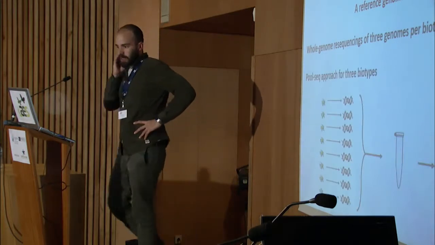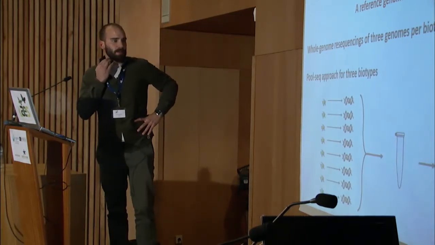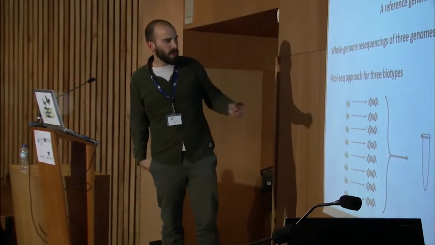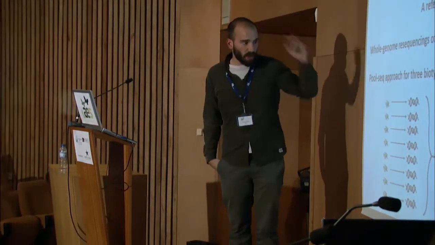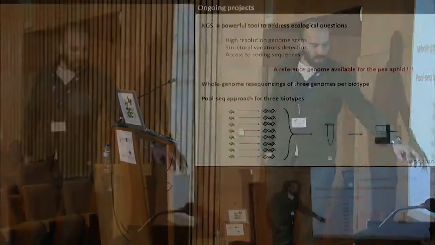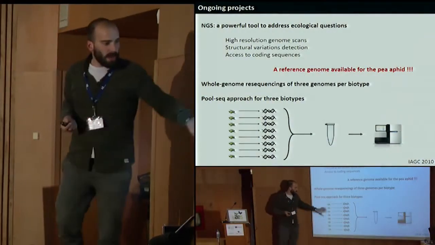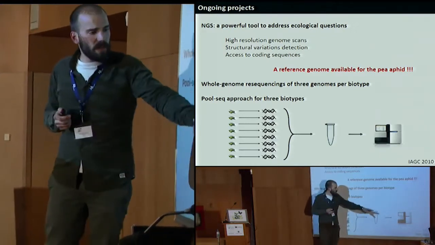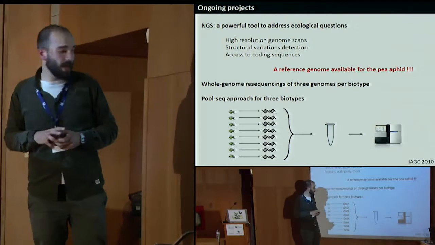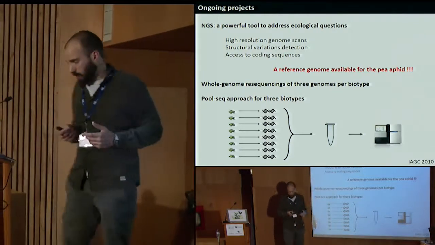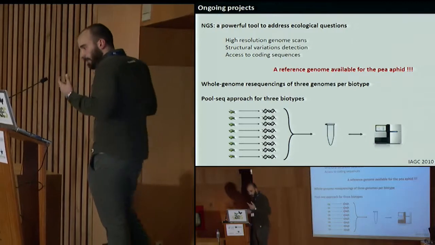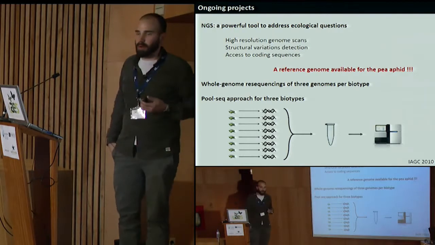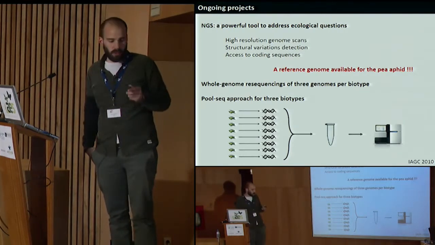And we also did a pool-seq approach for three of those biotypes, the three most common biotypes. So in a few words, in the pool-seq approach, we do individual DNA extraction of individuals coming from the same population. And afterwards, we pool this DNA in equimolar proportion, and we sequence this pool of DNA. And it allows us to have access to the information at the population level, which is the level of interest for our studies in population genomics.